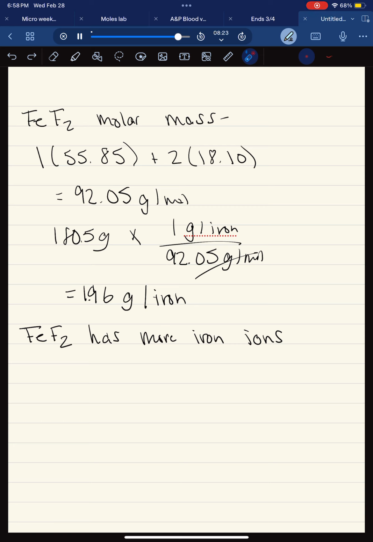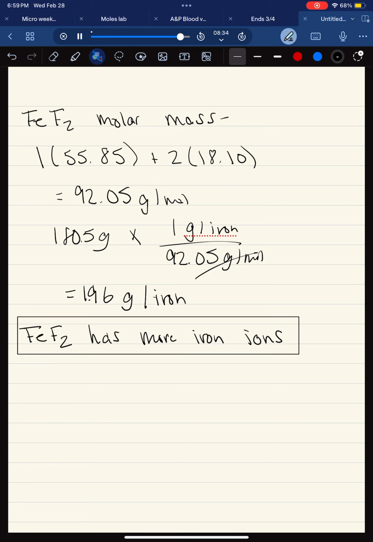And then for the molar mass, our first step here is going to be to find the molar mass, which we can do here, 92.05 grams. And then we're going to take 180.5, which is how many grams of our compound here we have, and then we're going to divide here actually. We want iron, figure out how much iron is in there. So we're going to divide 180.5 by 92.05. It's going to give us 1.96 grams.